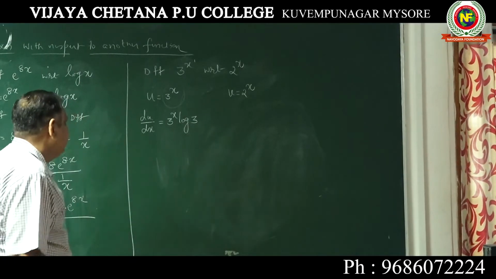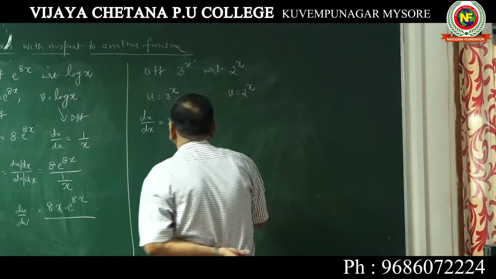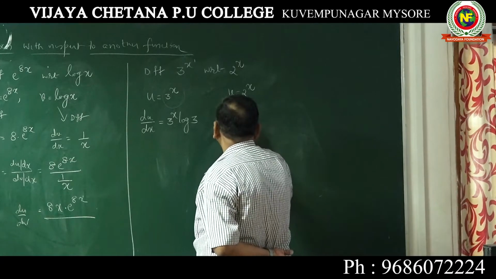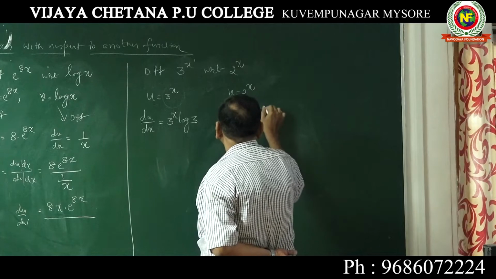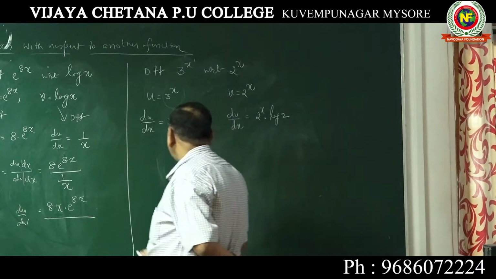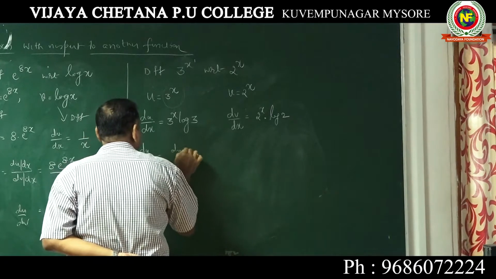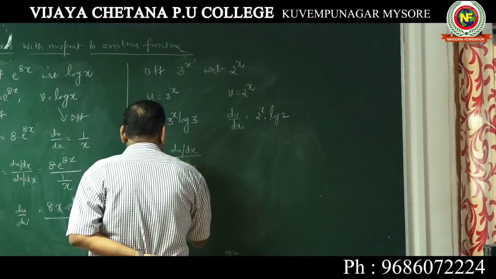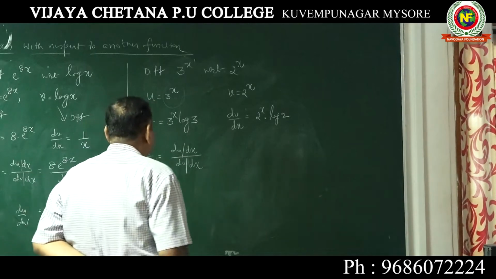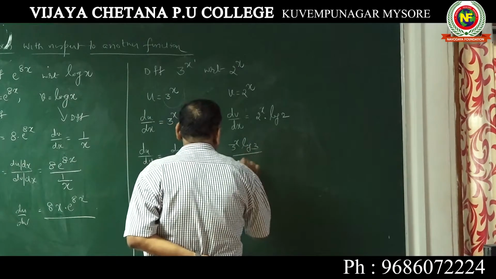This you should note. When you are differentiating a to the power of x, du by dx is a to the power of x log a, that is 3 to the power of x log 3. And when you are differentiating v, dv by dx is equal to 2 to the power of x log 2, instead of log a, log 2 is there. Now you want du by dv, which is du by dx divided by dv by dx, and that is nothing but 3 to the power of x log 3 by 2 to the power of x log 2.